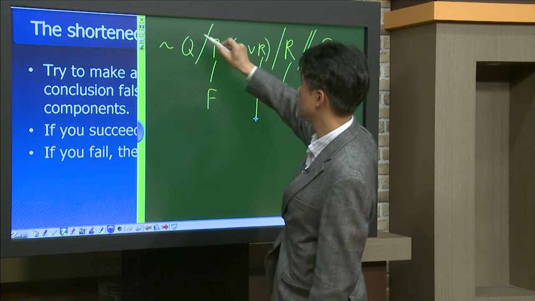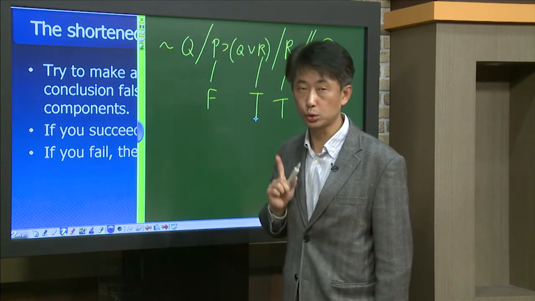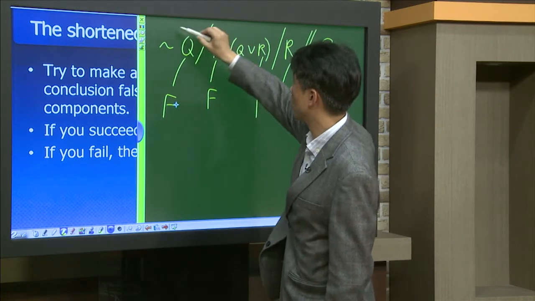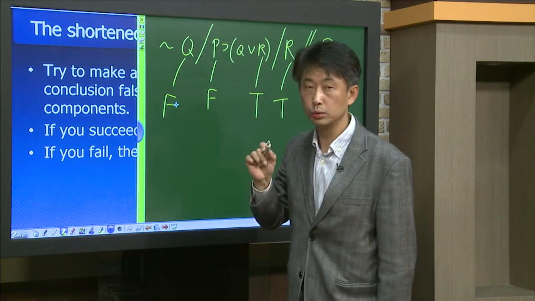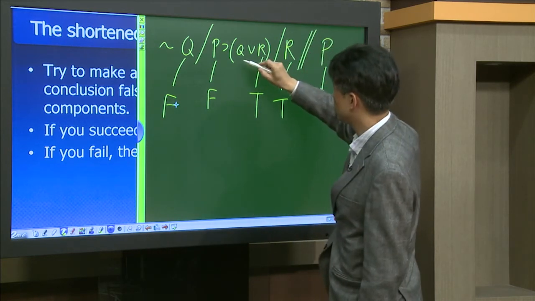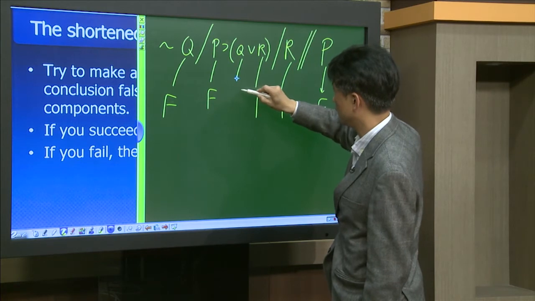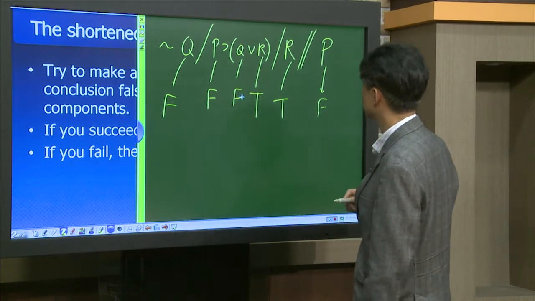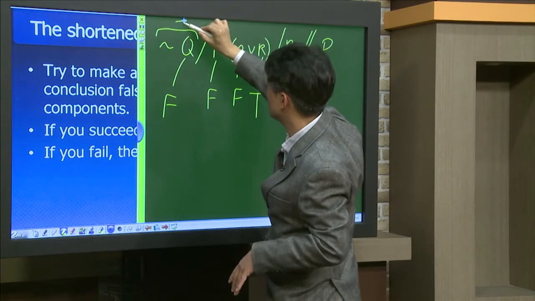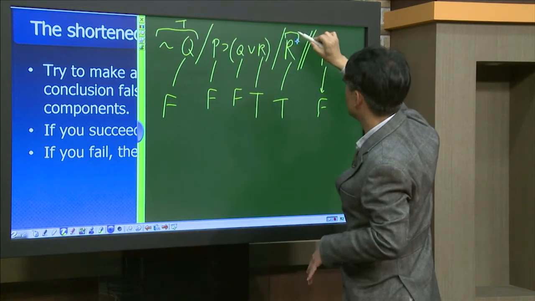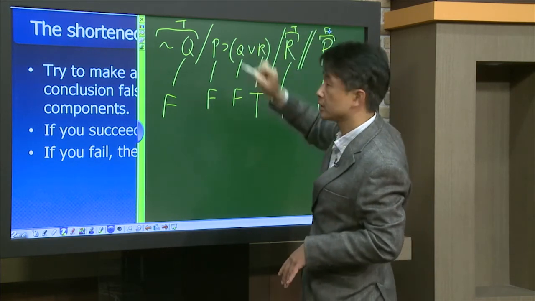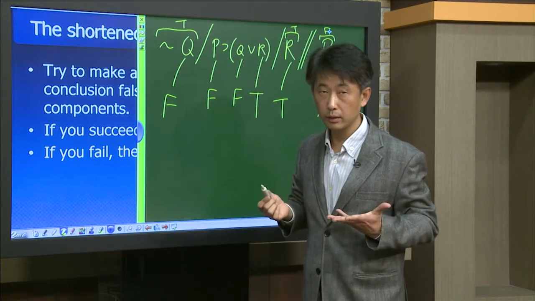In order to make the first premise, not Q, true, Q has to be false. Because I'm going to make not Q true, Q has to be false. So Q is determined of its truth value as well, and you write it down. So far, I have made the first premise true, the third premise true, and the conclusion false. Can I make the second premise true as well? Well, let's see.